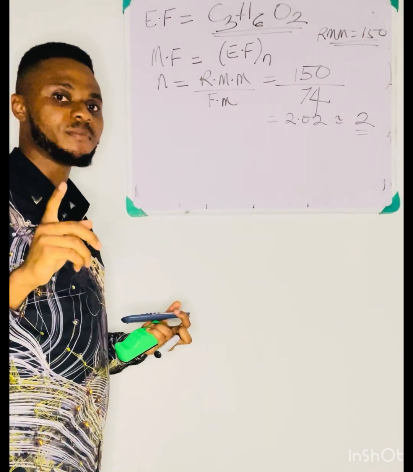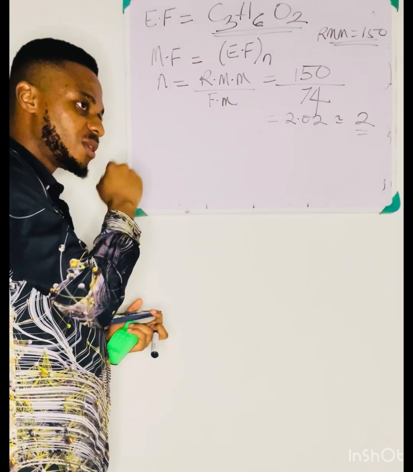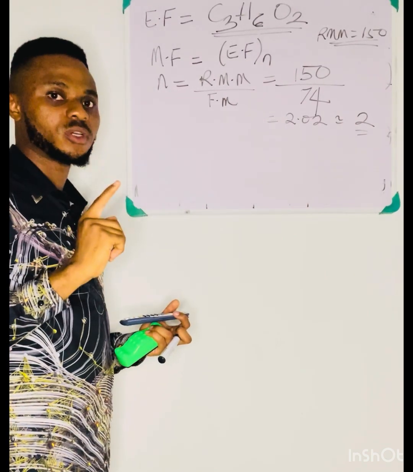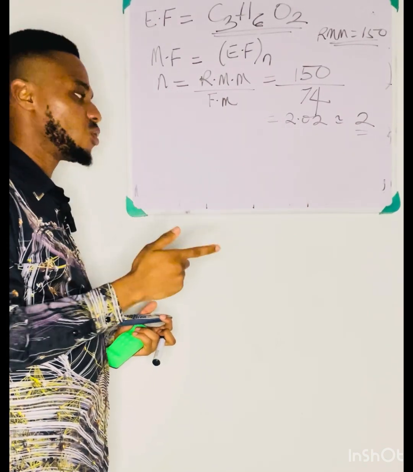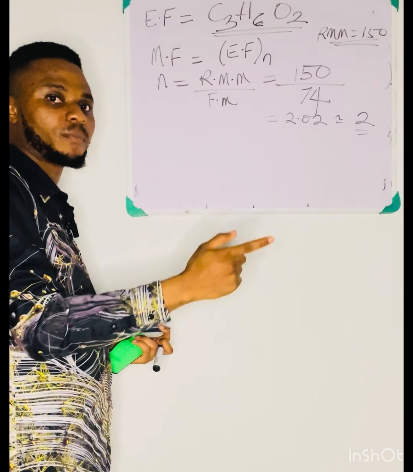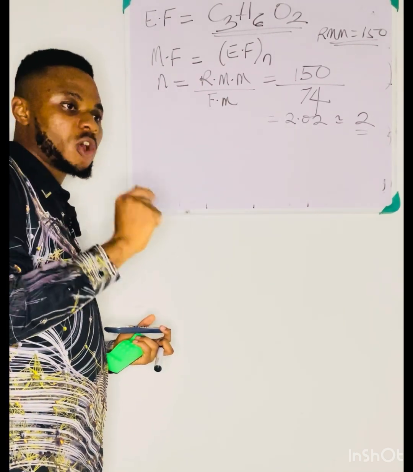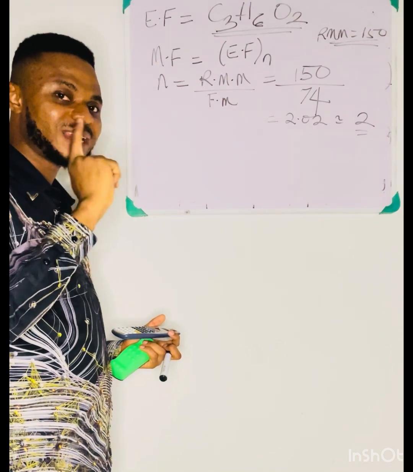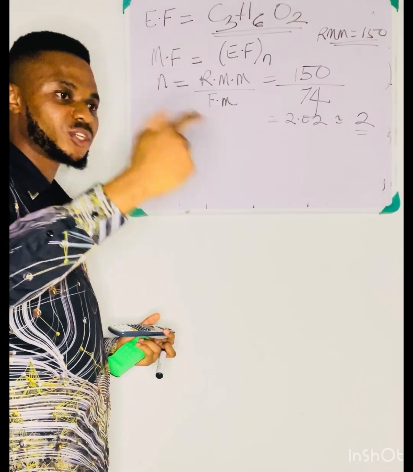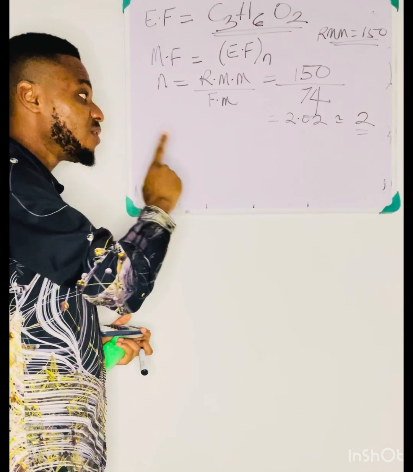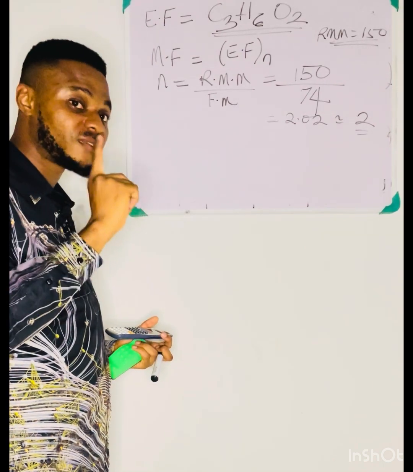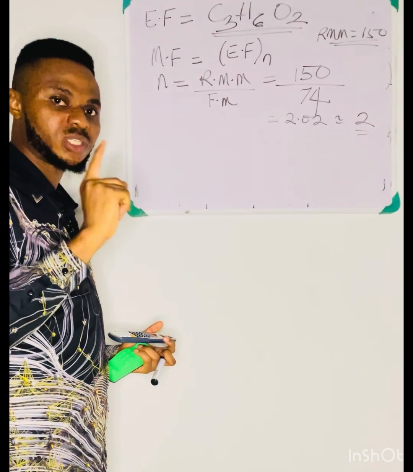Please let me explain something about that 1.5 that we got. The reason why we multiplied it by 2 is because you cannot approximate 1.5 to 2, and you cannot approximate 1.5 to 1. When the decimal is approximately 0.5, ensure you multiply by 2, even if it is only one value that has 0.5.